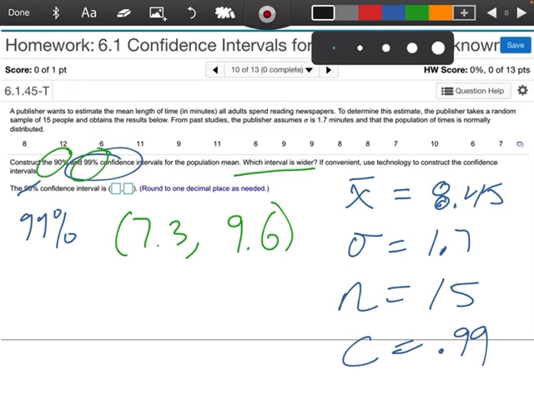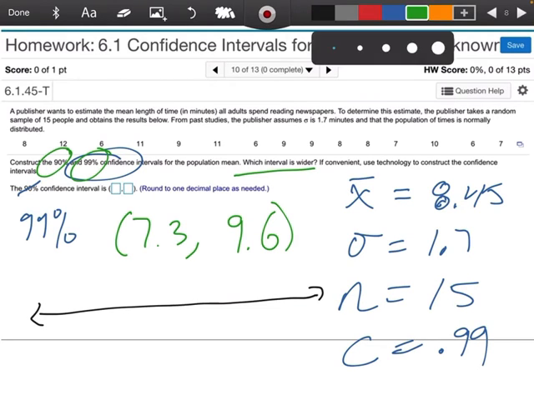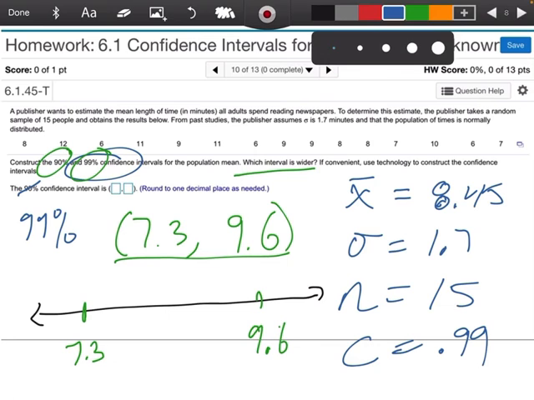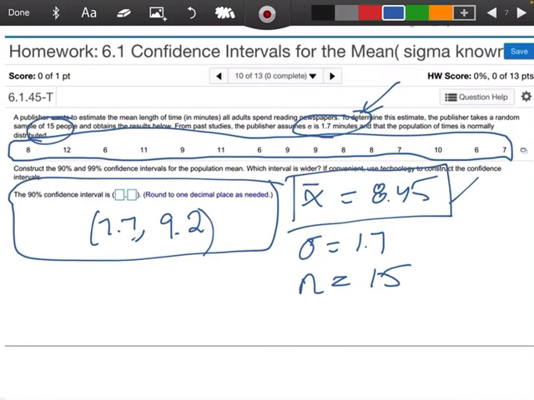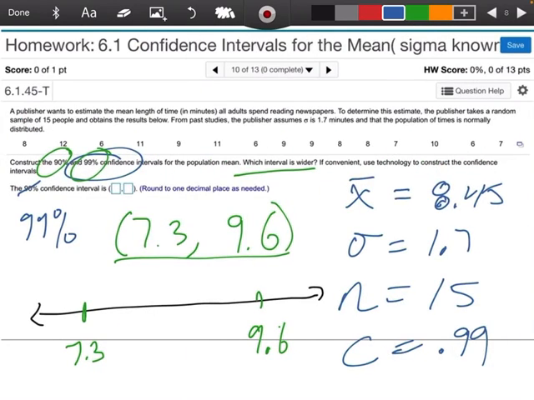So we've constructed both the 90 and 99% confidence intervals, and it says which interval is wider. Okay, so what I want you to think about is, I'm going to draw a number line here, okay? And using green, because these are the ones I wrote in green, I'm going to mark here 7.3, and I'm going to mark here 9.6, okay? And then I'm going to use blue, and I'm going to go back to the numbers we came up with this time. We came up with 7.7 and 9.2. Okay, so 7.7 is going to be a little bit further in, and 9.2 will be a little bit further in here.